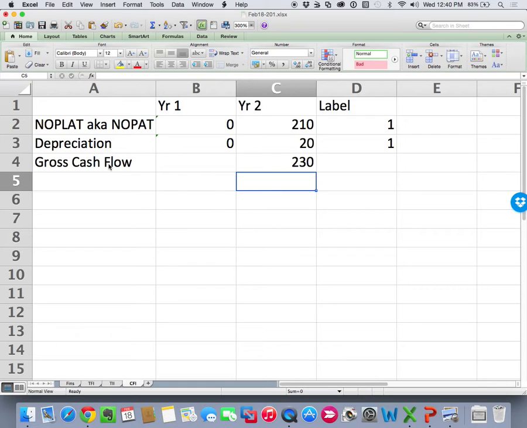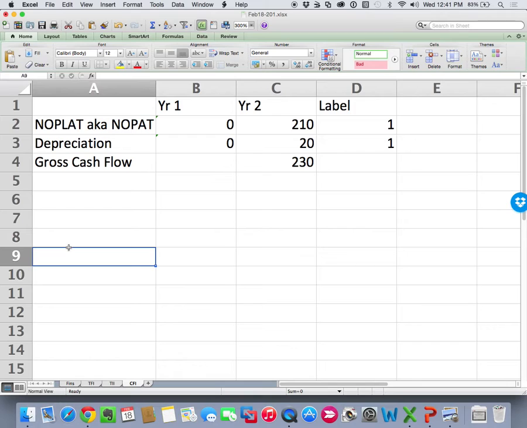Now, we talked about free cash flow as profit after reinvestment. So the next piece is, what is the investment? What's the reinvestment in the operating capital of the business? Well, the shortcut formula for that is called gross investment.